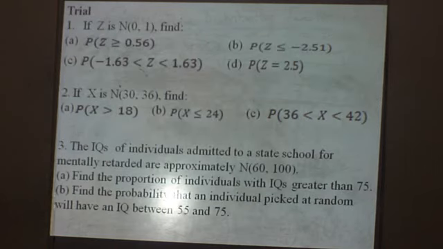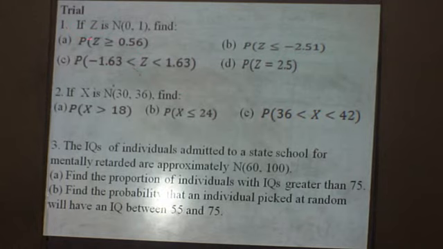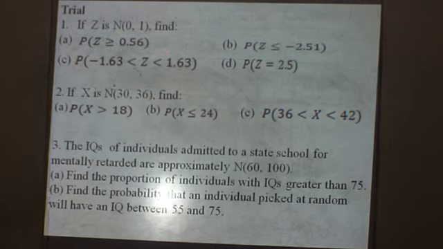Now I want you to go and try the following. If Z is normally distributed with mean 0 and standard deviation 1, find the probability of Z being greater than or equal to 0.56, and the rest follows.